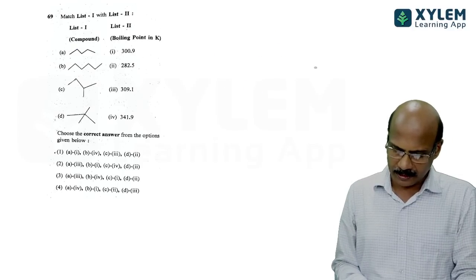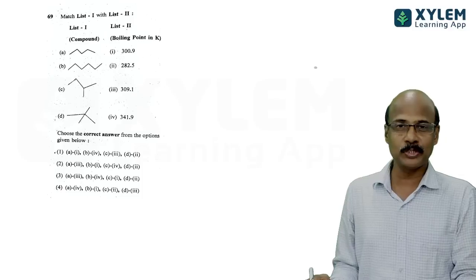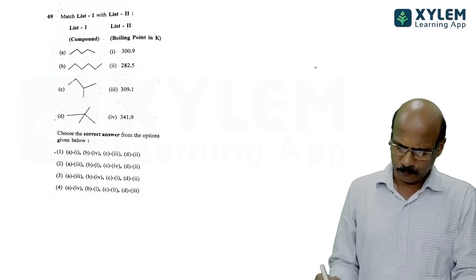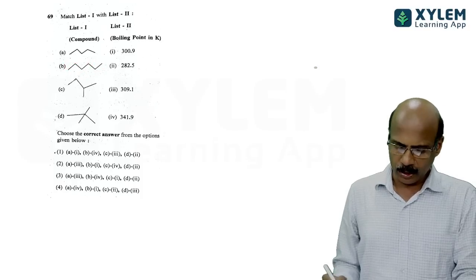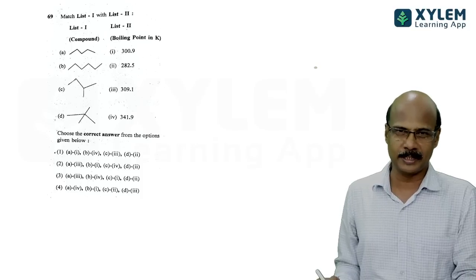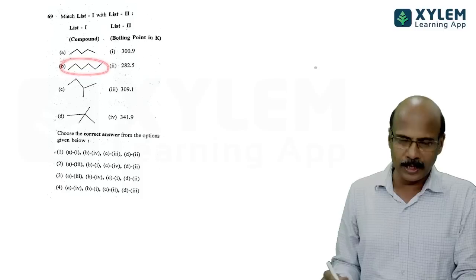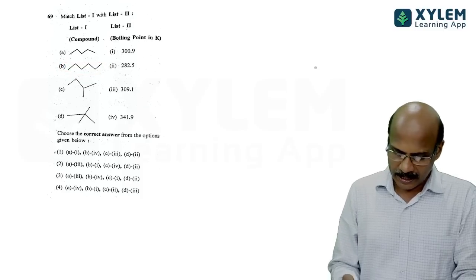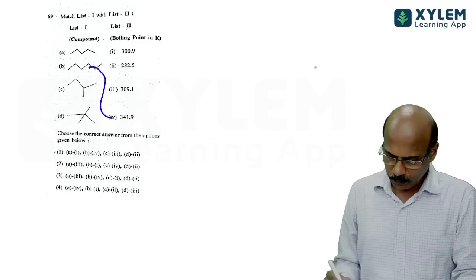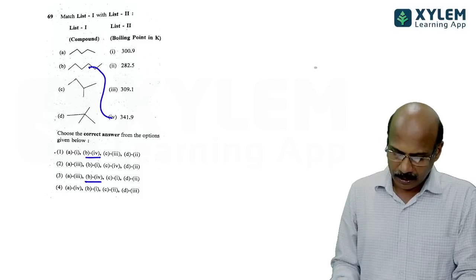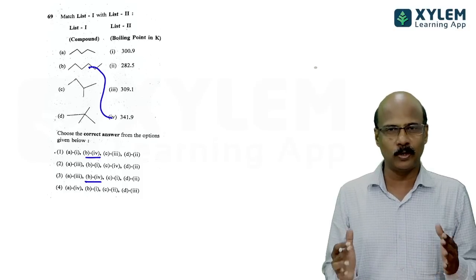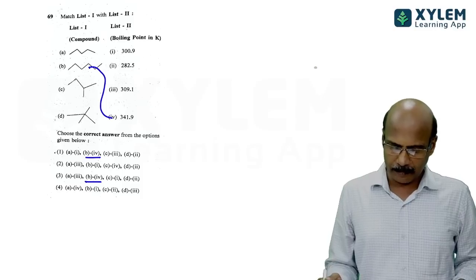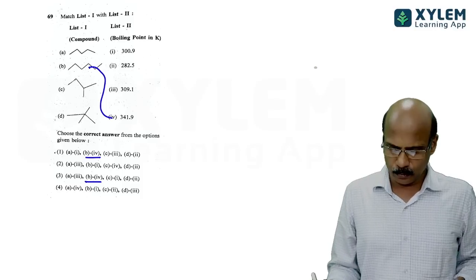Question number 69 is to match the boiling point. First you will consider the number of carbon. If you consider the number of carbon here, there are 6 carbon atoms. In all other options, there are 5 carbon atoms only. So the highest boiling point goes to B, that is B4, which is correct. Now let us consider the effect of branching. Greater the branching, lower will be the boiling point. So among them, the next higher value goes to A.